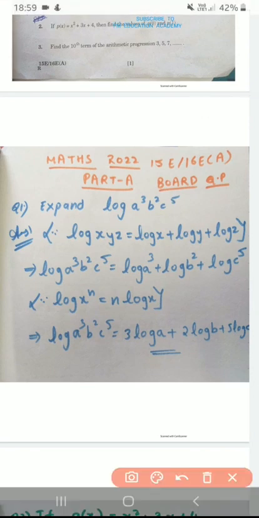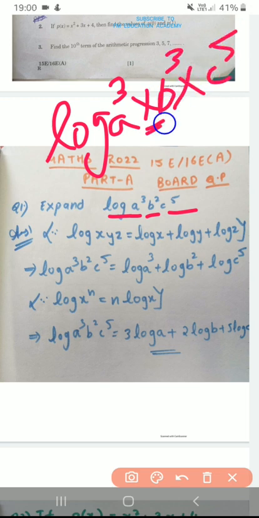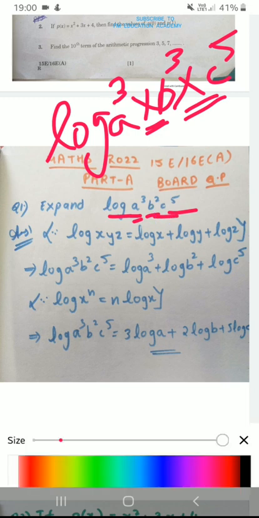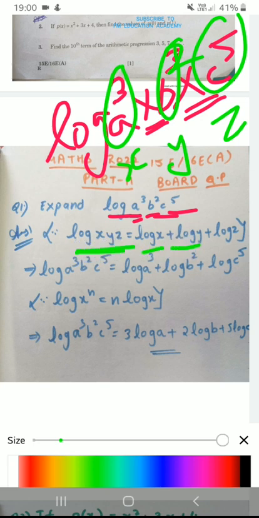We know we have many formulas of logs, and if we carefully observe this, it is of the form of log a cube into b cube into c power 5. Actually into is there here, but it won't be written. So it is of the form of log x into y into z. Here x is a cube, y is b square and z is c power 5. So what is log x into y into z formula? Log x plus log y plus log z.